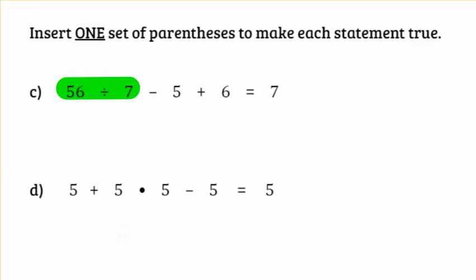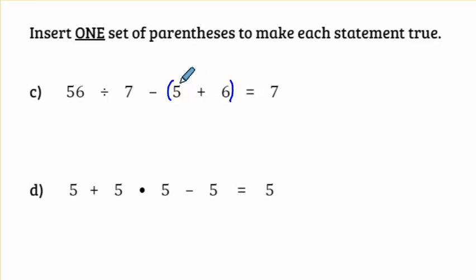So let's think about where those parentheses should go. This is often just a guess and check kind of thing. So let's say we put the parentheses around the 7 minus the 5. Well, what would that mean? 7 minus 5 is 2. And then 56 divided by 2 is actually 28. So if we add 6 to 28, we're not going to get 7. So that didn't work. How about if we put them around here?